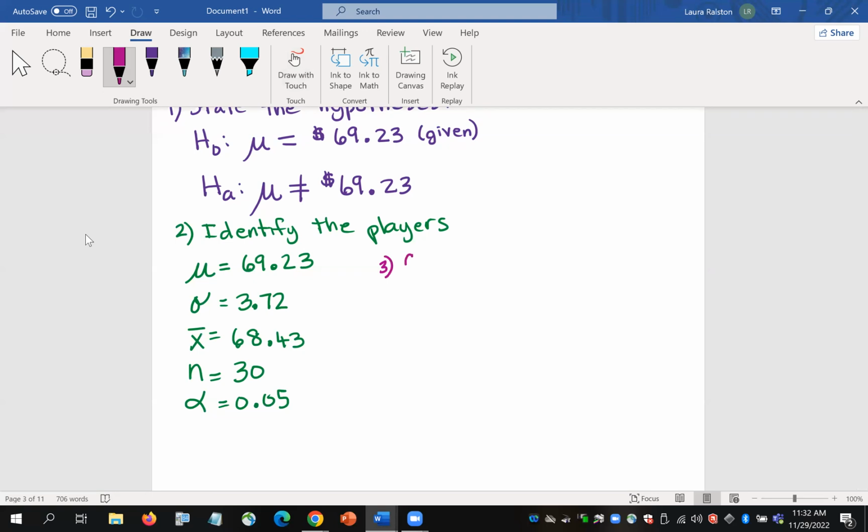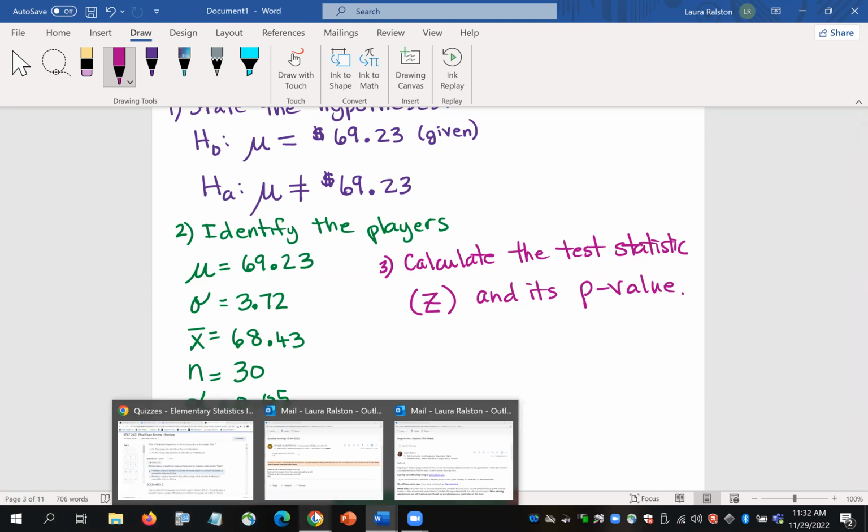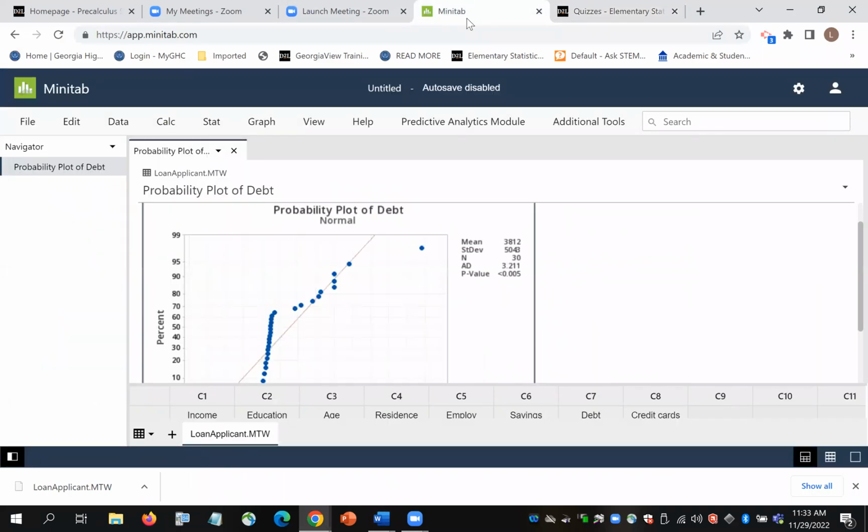So then step 3 is we're going to calculate the test statistic. And for this problem, it's going to be a Z and its p-value. And again, we do that in Minitab. And again, if you have forgotten the keystrokes, I anticipate you having them written down in your notes, but if they're not, they're available in D2L. So here we go.